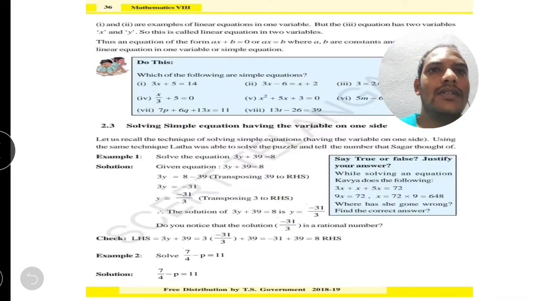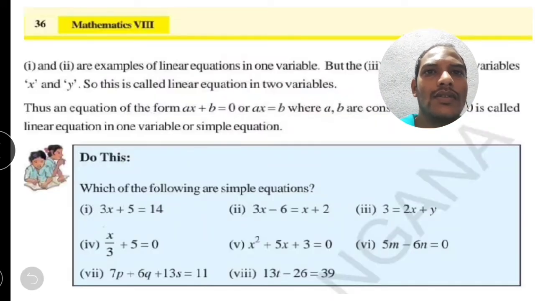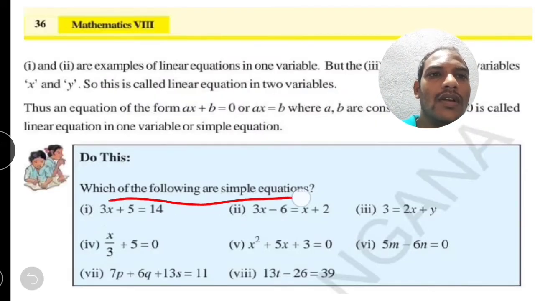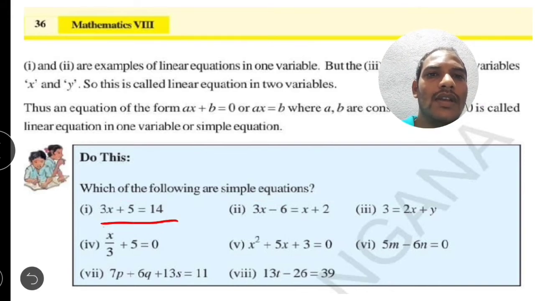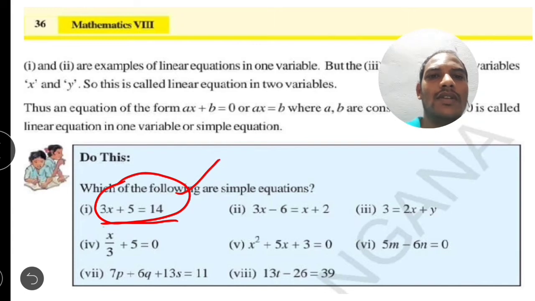On the next page, page number 36, we have a Do This bit. So let's do that. Which of the following are simple equations? The first question is 3x plus 5 equals 14. Is it a linear equation? Yes, because its degree is 1 and it has only one variable, so it is a simple equation.